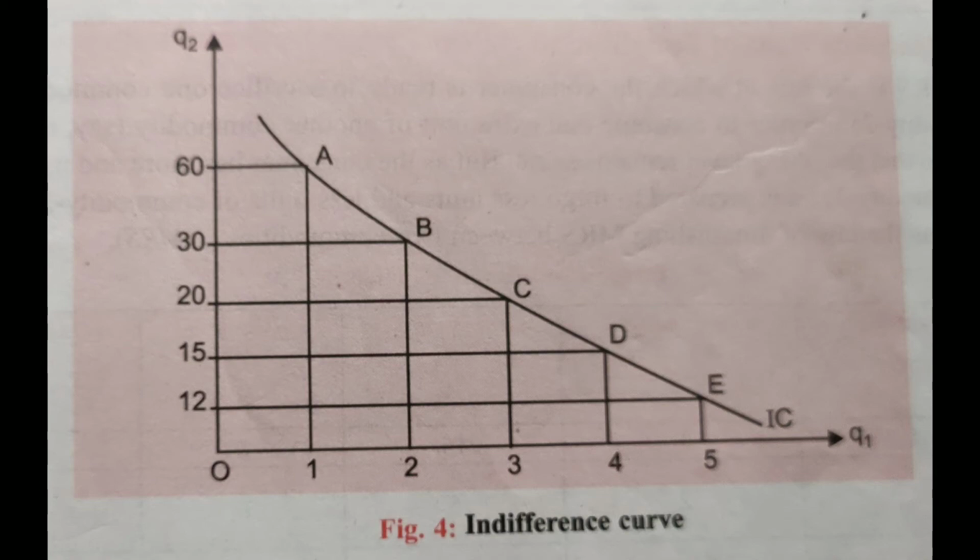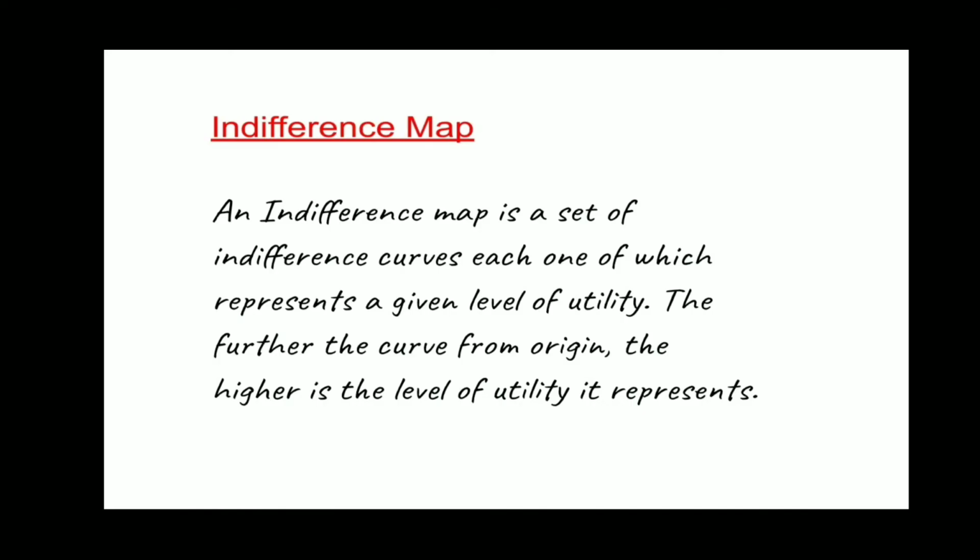Now, indifference map. Indifference map is a set of indifference curves, each one of which represents a given level of utility. The further the curve from the origin, the higher is the level of utility it represents. Now indifference map is nothing but a group of indifference curves represented in a single diagram. Let us see the diagram of indifference map.